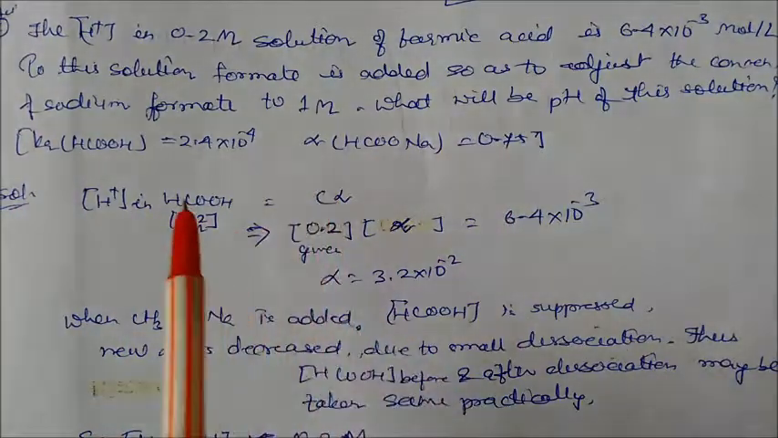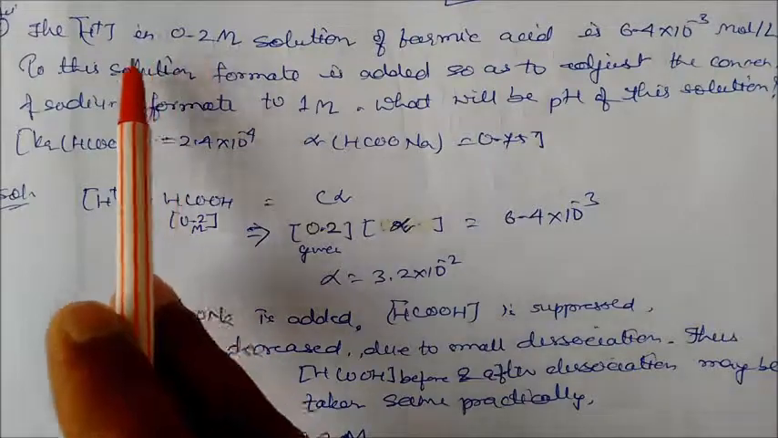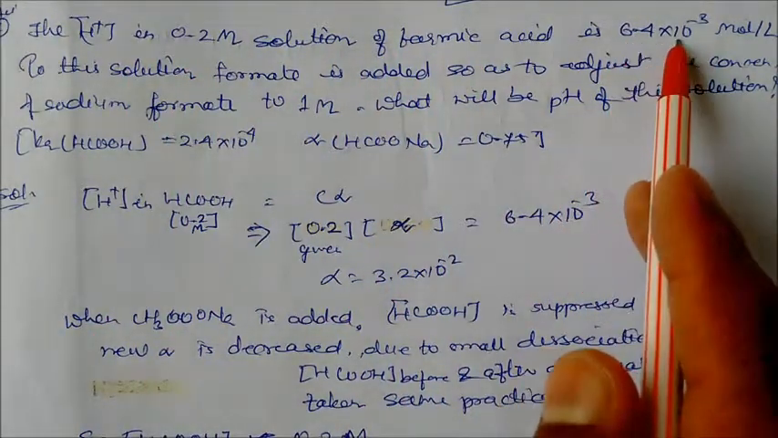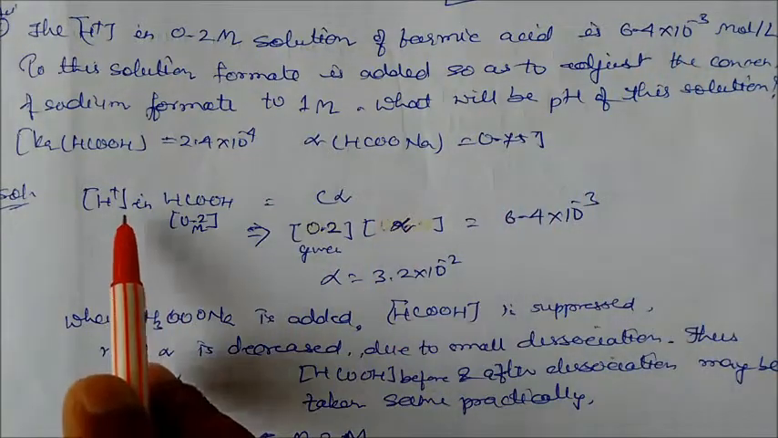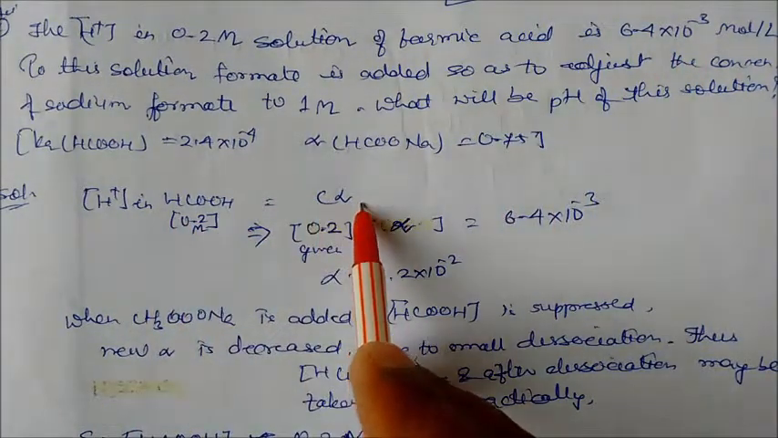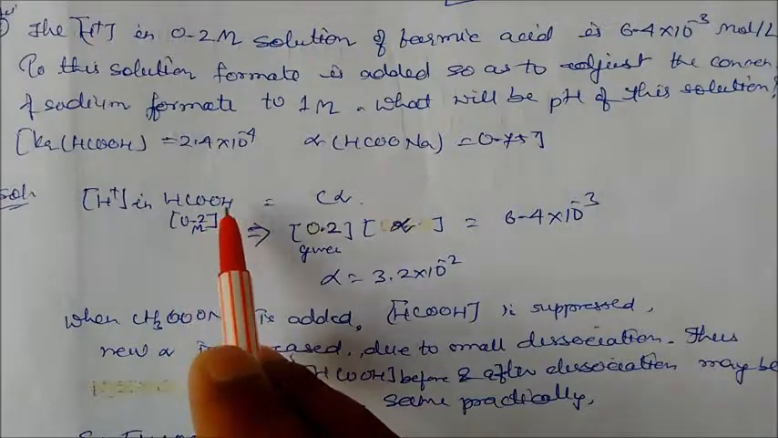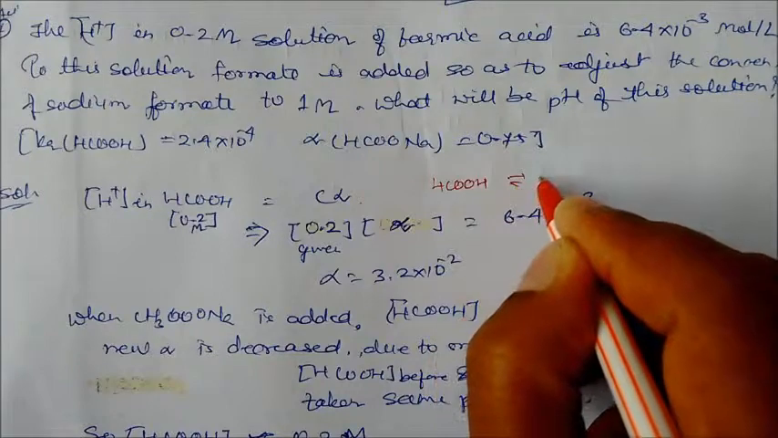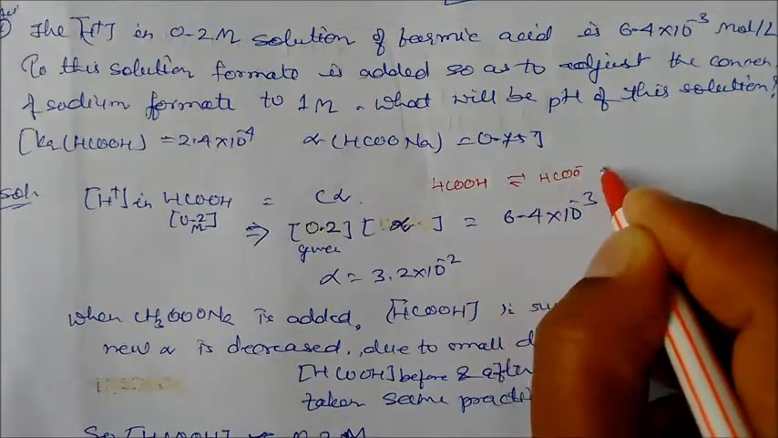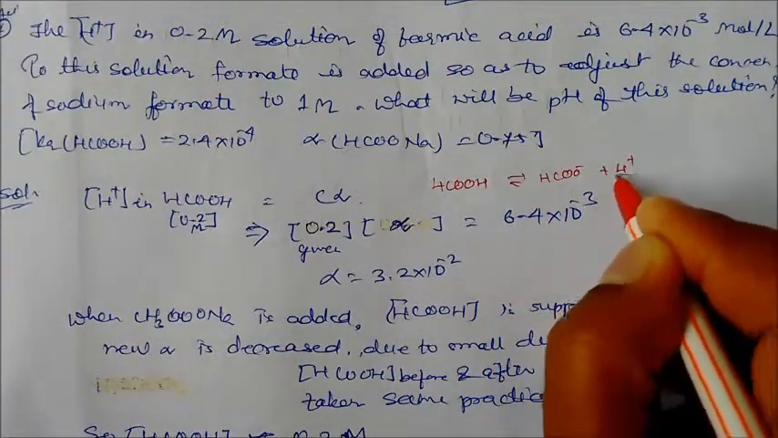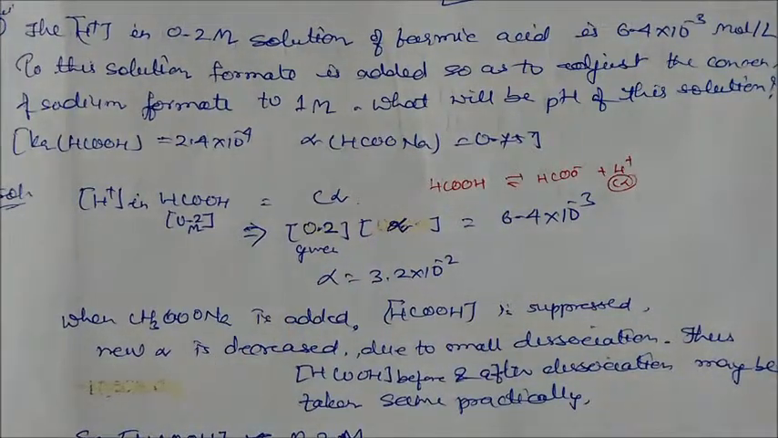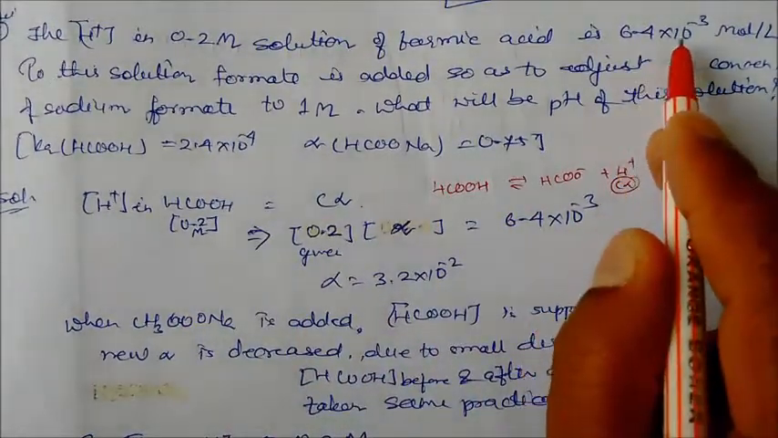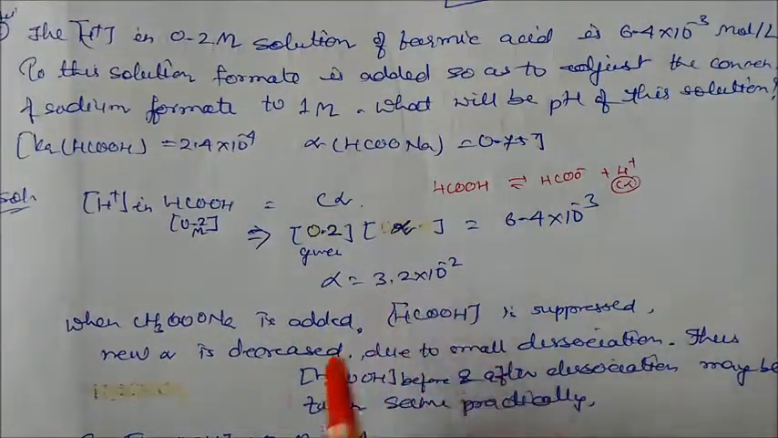So from here, what is the concentration of formic acid in this solution? The concentration of formic acid will be this much. This is nothing but C into alpha. As per the equilibrium, HCOOH reacts with water to form HCOO minus plus H plus. So H plus is C into alpha. Alpha we don't know, so 0.2 into alpha, and the concentration of H plus is given as 6.4 into 10 to the power minus 3, so we will get the alpha value.